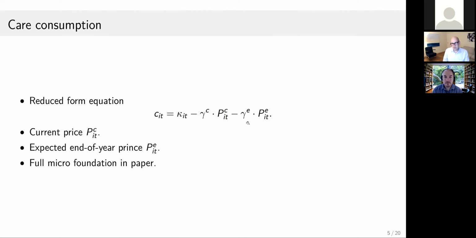What is interesting for us now in this paper? Well, we focus on estimating gamma_E, the response to dynamic incentives. And in the end of the day, we will actually compare what we find to the effect of static incentives. And that will tell us something about the relative importance of the two, or conversely about how forward-looking people actually are in the Netherlands. As I said, we have a full micro foundation in the paper.